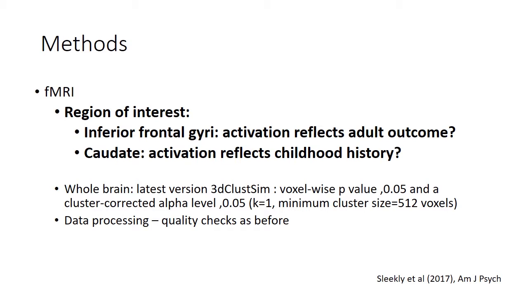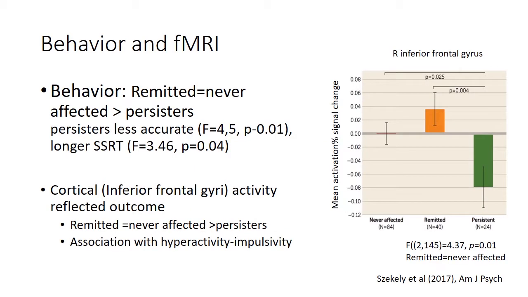So first, we conducted hypothesis-driven analyses on the fMRI data based on Halperin and Newcomb's model of remission. So first, we're asking, does cortical activation, specifically of the inferior frontal gyri, reflect adult outcomes? Secondly, will caudate activation reflect a childhood history of ADHD, showing fixed anomalies regardless of adult outcomes? And I'll just mention the data were pre-processed and cleaned as before.